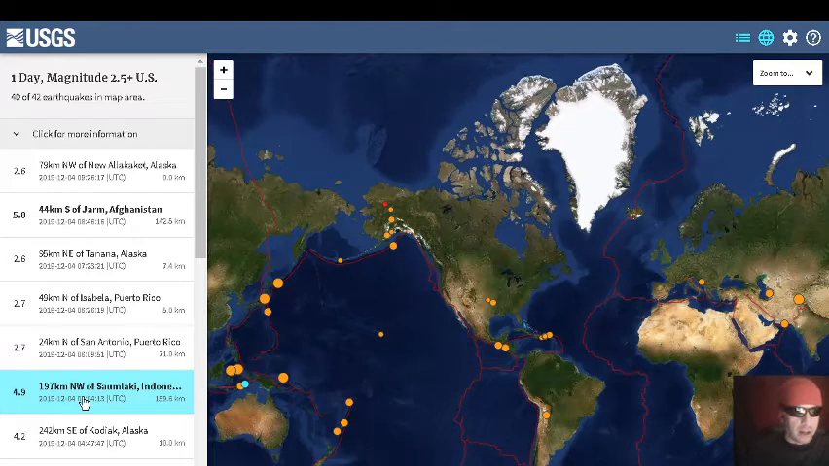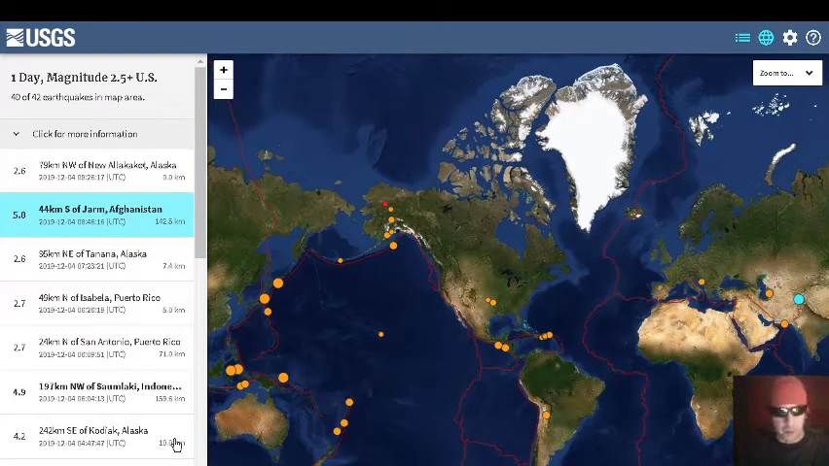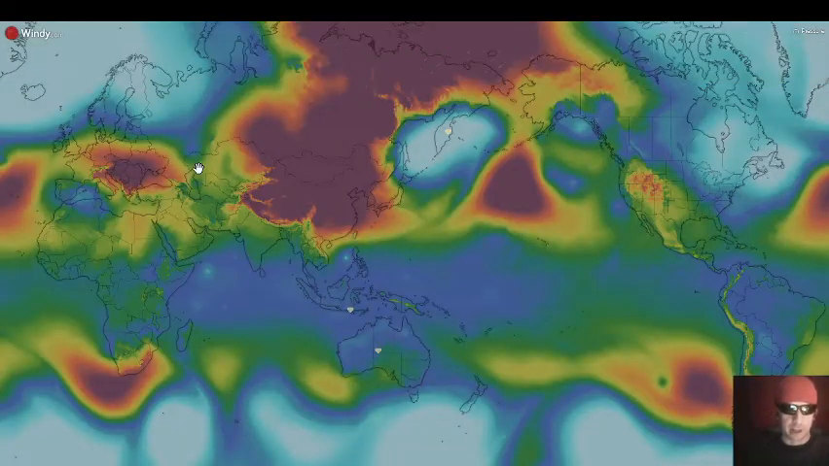Here's a deep quake at Indonesia, 4.9 magnitude, and another deep quake at Afghanistan of a magnitude 5, probably causing some damage, as there are some, shall we say, non-modern buildings located in Afghanistan.